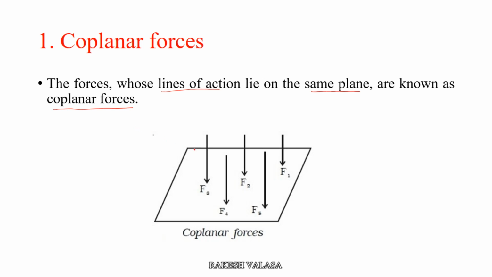You can see this image. Here the forces F1, F2, F3, F4, F5, these 5 forces are acting on the same plane. That's why this type of forces are called coplanar forces. Here the forces may be parallel and in the same direction, otherwise a few forces are in one direction and a few forces in another direction. That also indicates coplanar forces.